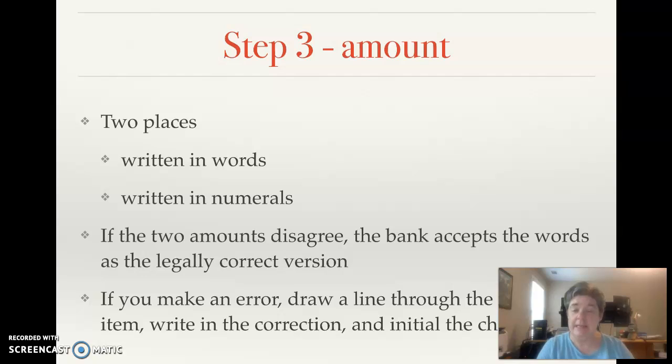This is a place where it is easy to make an error, and if you do, don't scribble it out. Draw a line through it, write the correct amount, and then initial that correction so the bank knows that you made that correction and not the person who is receiving the check. Otherwise, they won't take it.